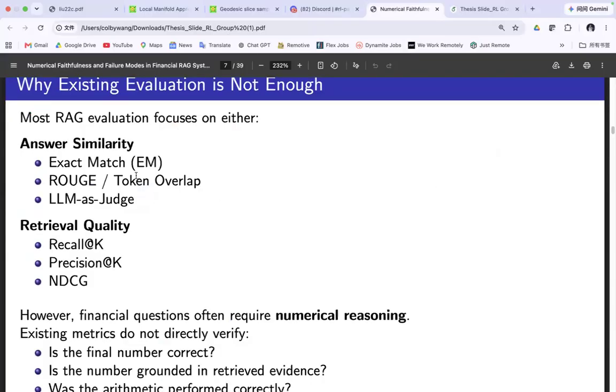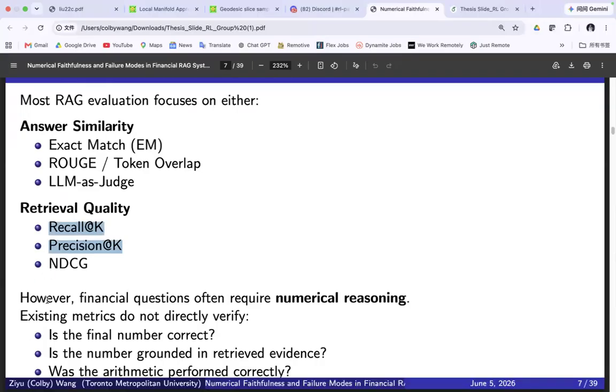We need metrics that check numerical correctness, arithmetic validity, and also grounding of numbers. This is just a textual explanation of what I just said. There is also a group of metrics that measure retrieval quality, for example recall and precision. Basically, there's a golden set of documents and the retrieved documents from the LLM, and we can do some comparisons. However, even if you retrieve the correct document, your final answer could still be incorrect, such as because your computation process is incorrect. So existing metrics do not verify whether the final number is correct, whether the number is grounded in retrieved evidence, and whether the arithmetic was performed correctly.